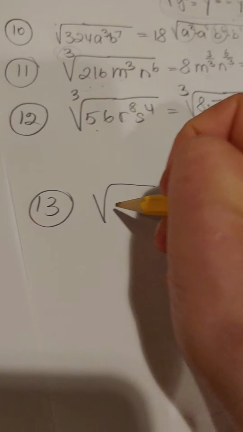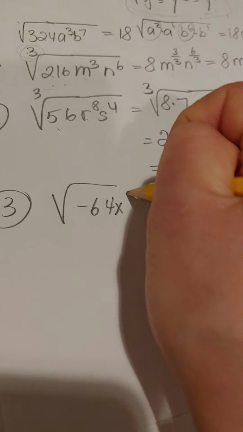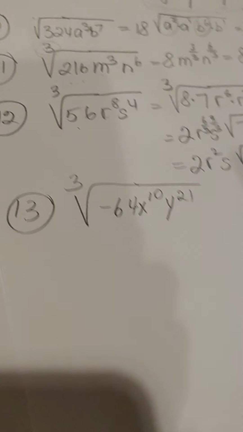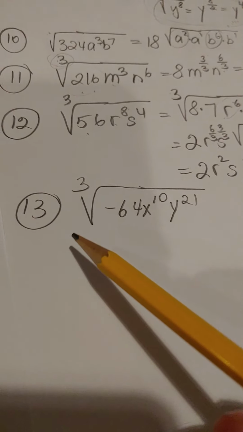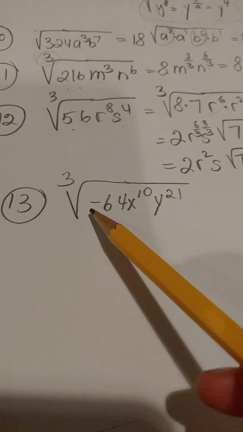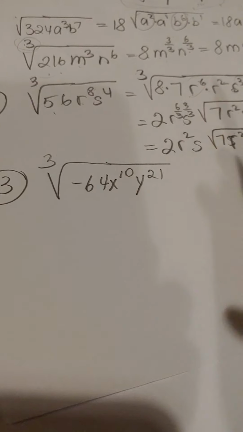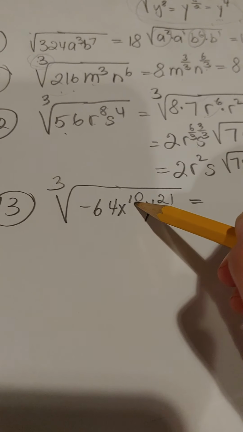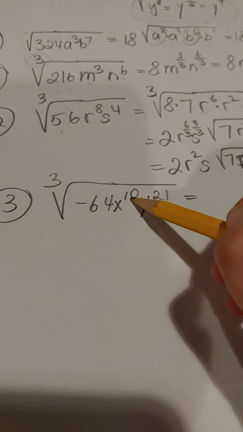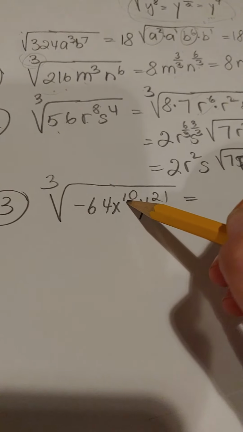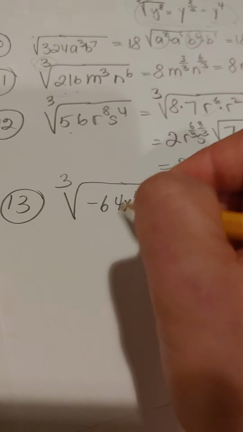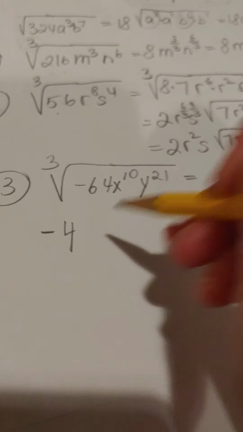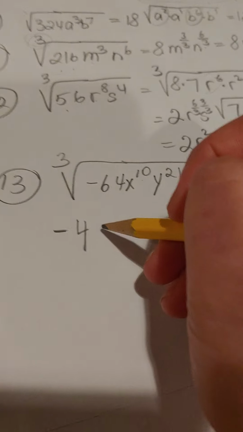Number 13, we're dealing with a negative number, a negative radicand, all right? And with a third degree radical. Again, the exponents must be multiples of 3. 10 is not a multiple of 3. First, we're going to take the cube root of 64, and it is negative 4, because negative 4 to the third power is negative 64.